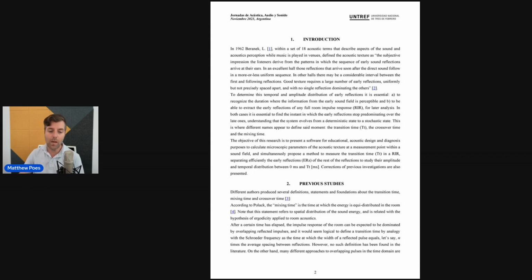So the paper goes on to talk more about this. And one of the interesting things is that if we go down to the previous studies, they talk about this Poes study that refers to mixing time. And that's the time at which the energy is equidistributed in the room. So you've heard me talk about phase mixing. Mixing time and phase mixing are related concepts. When the reflected energy is perfectly distributed in a steady state nature in the room, the mixing time, the time it takes to get there, is what they're referring to.